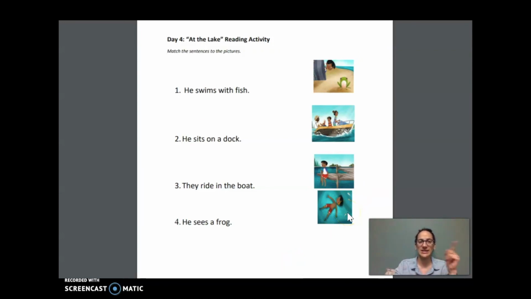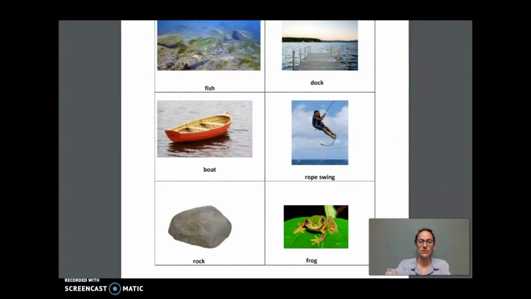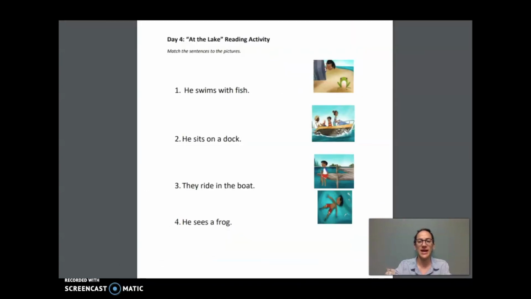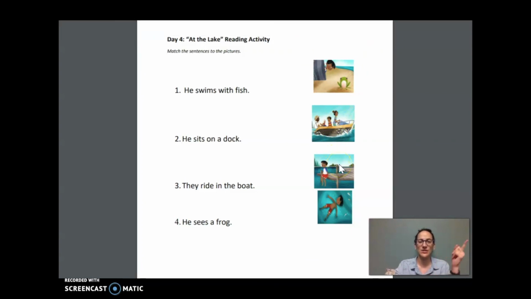Now let's read it together. He swims with fish. Number 2, you read it. Good. My turn. He sits on a dock. If you forget, remember you can go back in your book and use your vocabulary. Here's a picture of a dock. Let's find it. There it is. Now let's read it together. He sits on a dock.